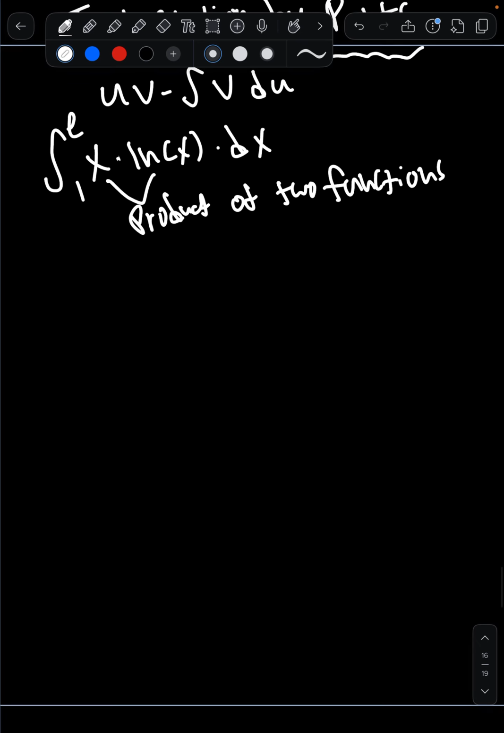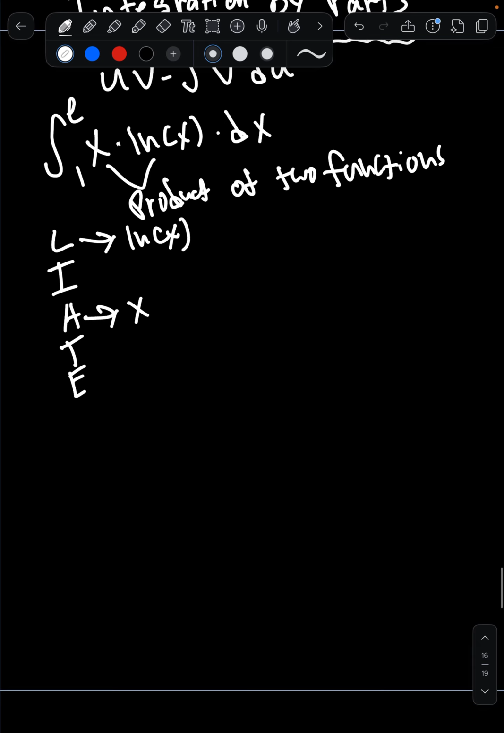So, the acronym we'll use is LIATE. This stands for logarithmic, inverse, algebraic, trigonometric, and exponential. This is a priority from greatest to lowest of what our u will equal in the expression. So let's look at what we have. We have x. x counts as an algebraic since there's nothing else attached to it. Now look at ln x. ln x is logarithmic, so it has priority over x. That means that we'll be setting u equal to ln x.